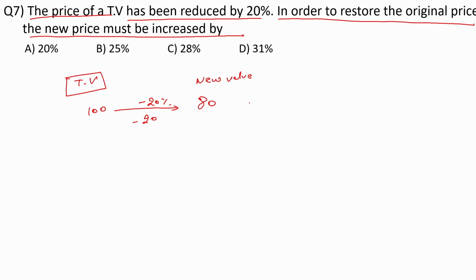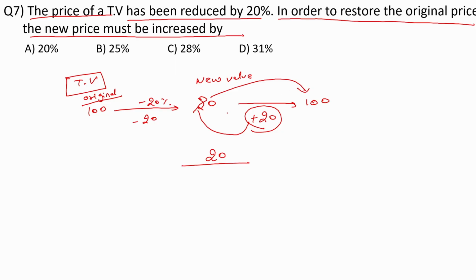In order to restore its original value, I would add 20 rupees to my new value, so that it would restore the original value to 100. As they asked me to find the increased percentage, I have to increase it by 20. And this 20 must be increased on 80, so that it gives me 100.